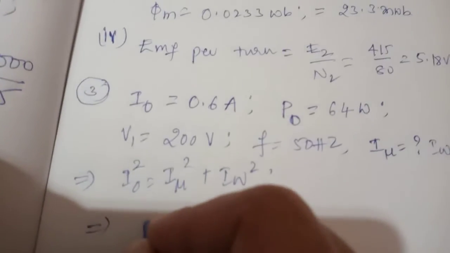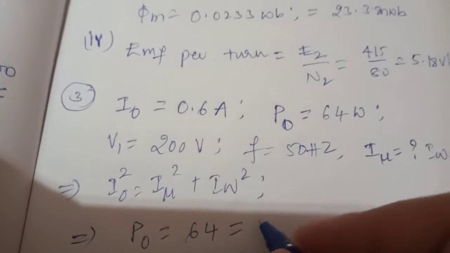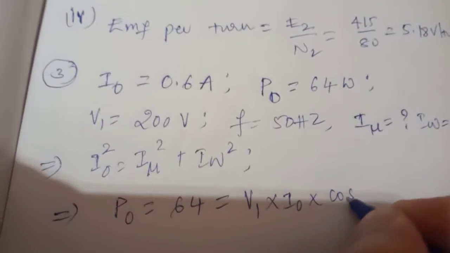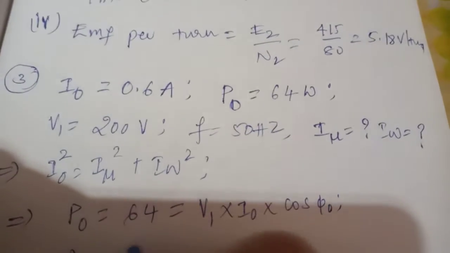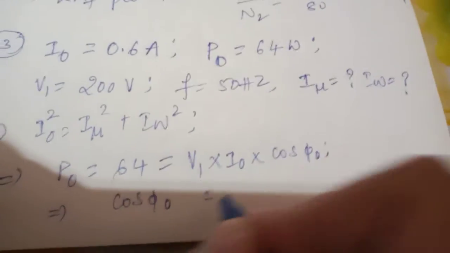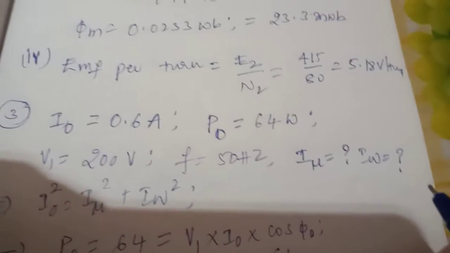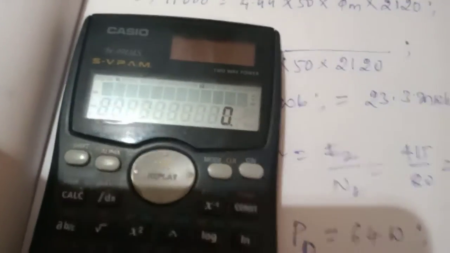For that we shall do one thing. They have given one more hint. P0 is equal to 64 watts, equal to V1 into I0 into cos phi naught. You know V1, so only cos phi naught has to be calculated. Cos phi naught is equal to 64 divided by V1, which is 200, into I0, which is 0.6 amps.